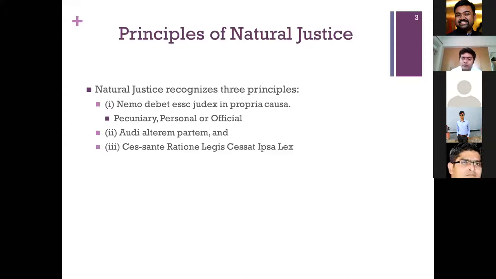Sir, I don't know the exact meaning, but I think it means that your decisions should be backed by reason, proper reasoning, and it should be speaking. Correct, Raj. This is absolutely correct.